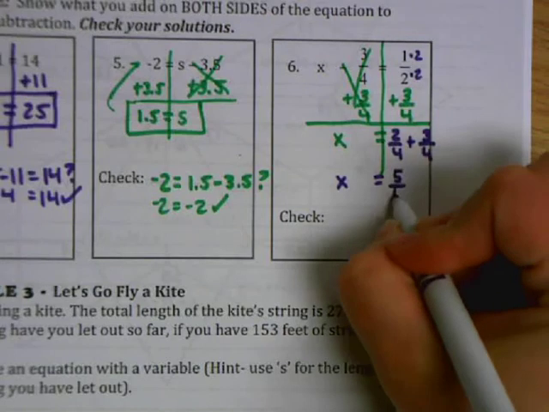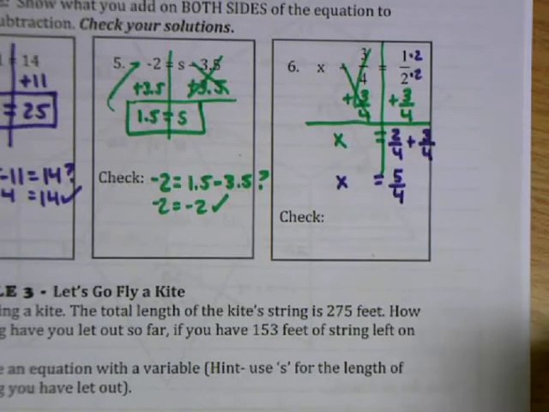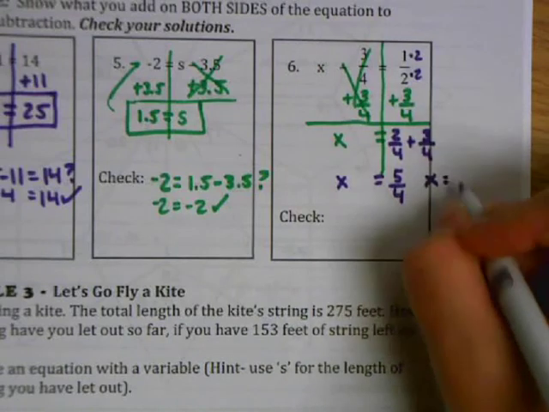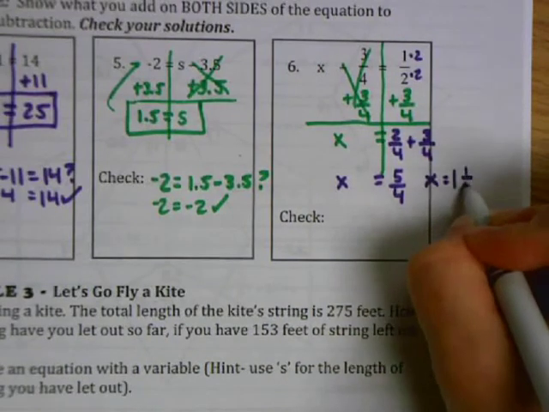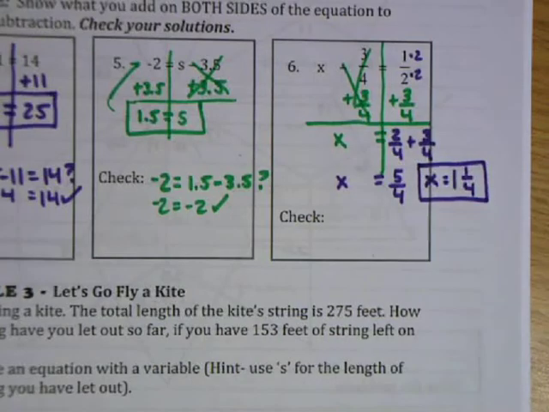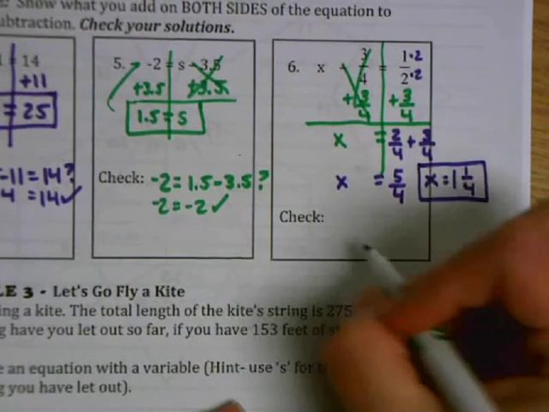Doesn't that give me 5/4? And if I wanted to simplify that, I could turn it into a mixed number. How many times does 4 go into 5? 1 and 1/4. So that's what I believe my solution is for this one, 1 and 1/4. Let's plug it back in. Let's check it and see.